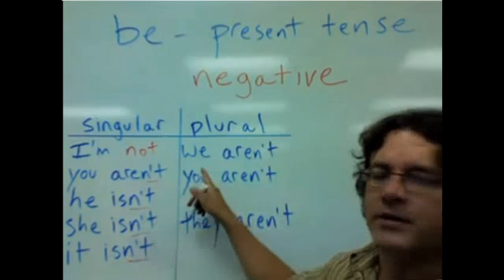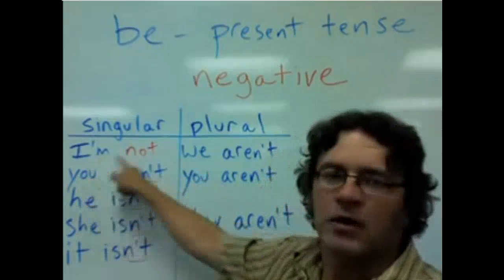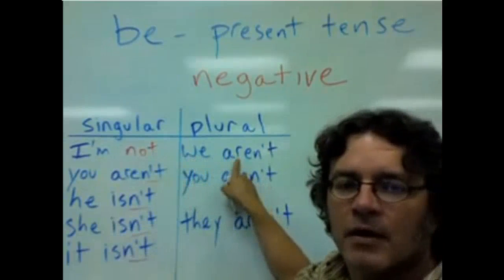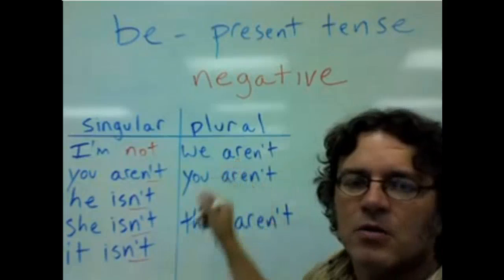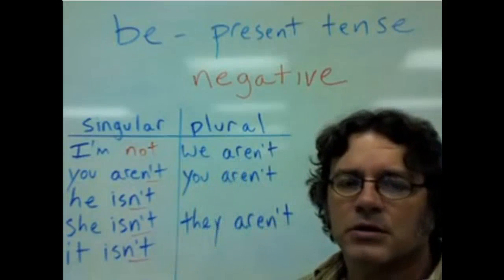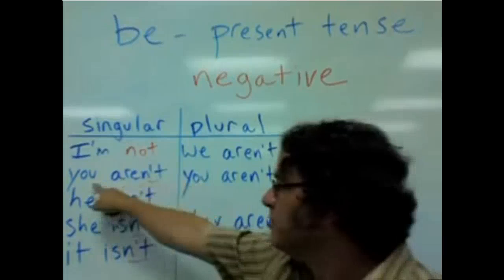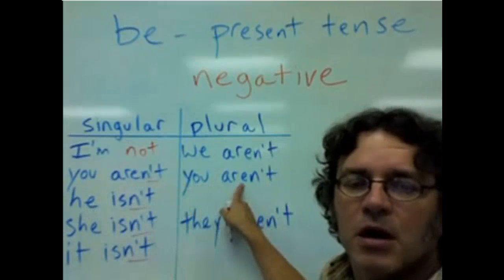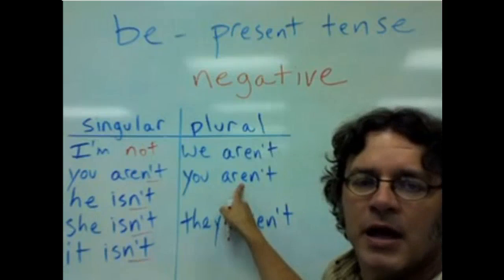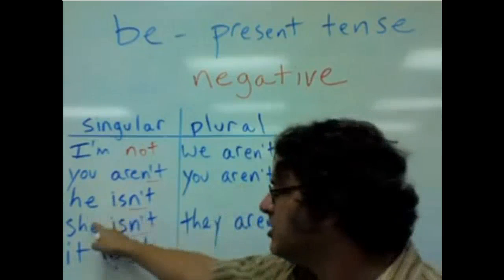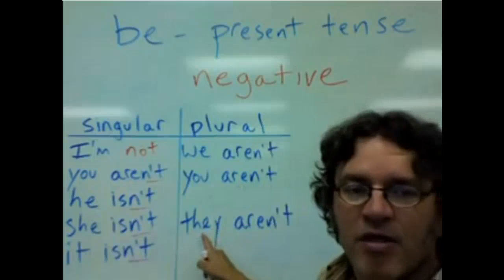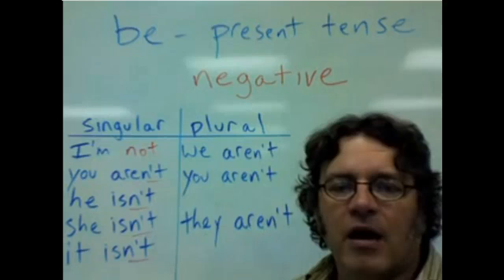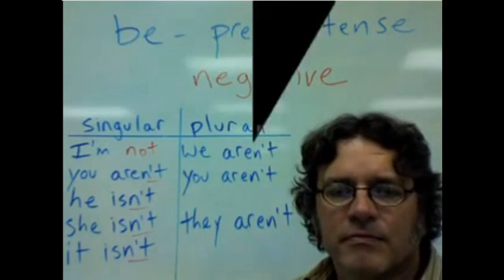On the plural side, I and you form we, and the negative aren't. We aren't. The plural for you is you aren't. And the plural for he, she, or it is they aren't. They aren't.